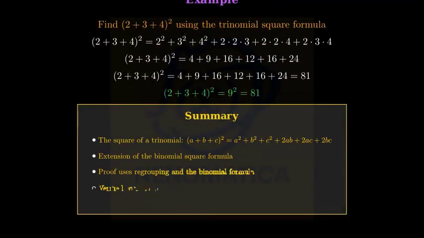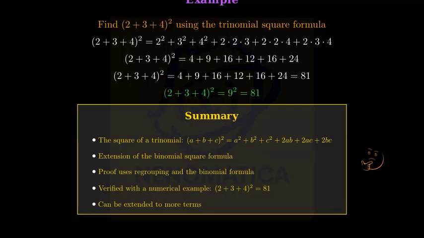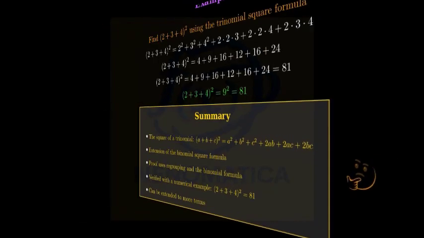Let's summarize what we've learned. The square of a trinomial a plus b plus c equals a squared plus b squared plus c squared plus 2ab plus 2ac plus 2bc. This formula extends the binomial square formula to three terms. We proved this by regrouping the terms and applying the binomial formula twice. We also saw how this formula works with a numerical example. This pattern can be extended to find the square of a sum with any number of terms.